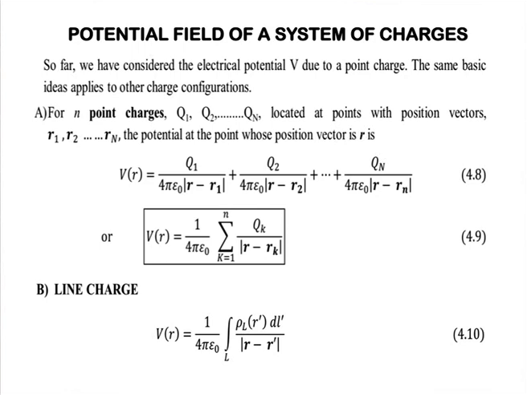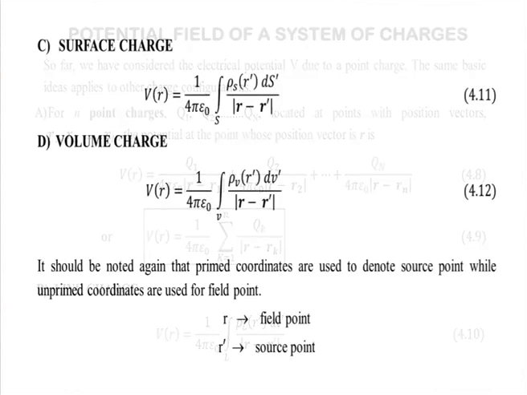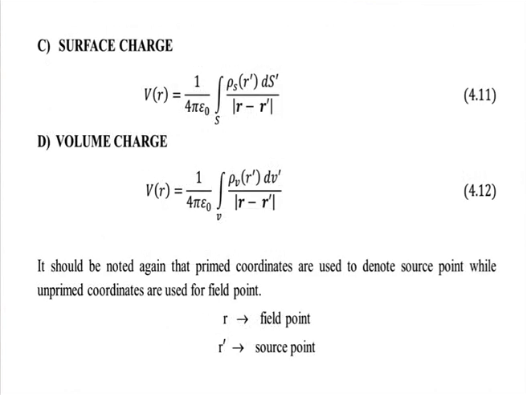For a line charge, equation 4.9 converts into 1 upon 4 pi epsilon naught line integral of rho L r prime dl prime upon mod of r minus r prime. For a surface charge, it reduces to 4.11, and for a volume charge, it becomes V r is equal to 1 by 4 pi epsilon naught volume integral of rho v r prime dv prime upon mod of r minus r prime. Here again, it should be noted that the prime coordinates are for the source point, while the unprimed coordinates are for the field point.